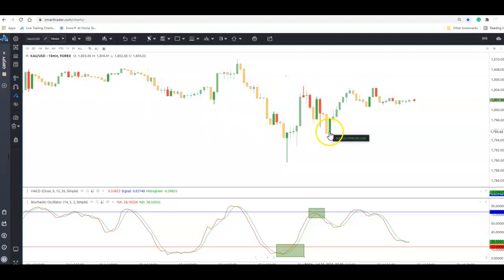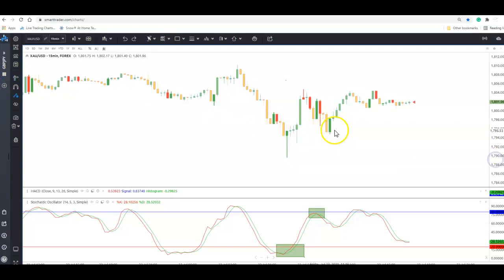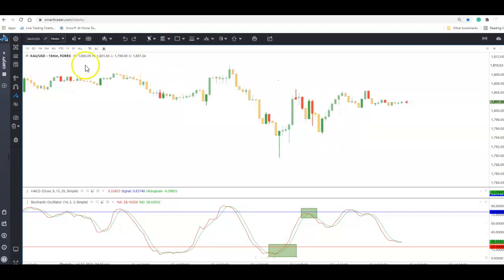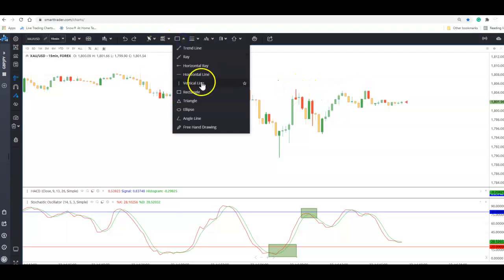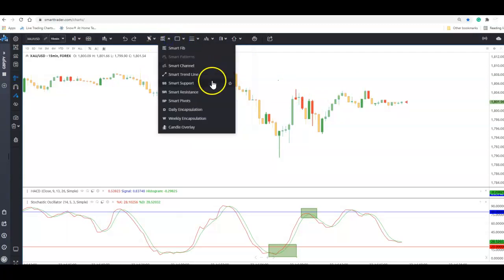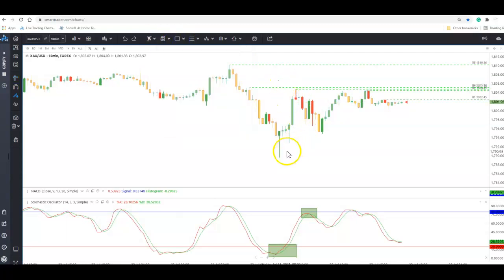Now, this is a bullish piercing line, so technically it's a reversal candlestick pattern. I did take this trade and I exited at the top, at the resistance level. So I'm looking to enter at a support and exit at a resistance.